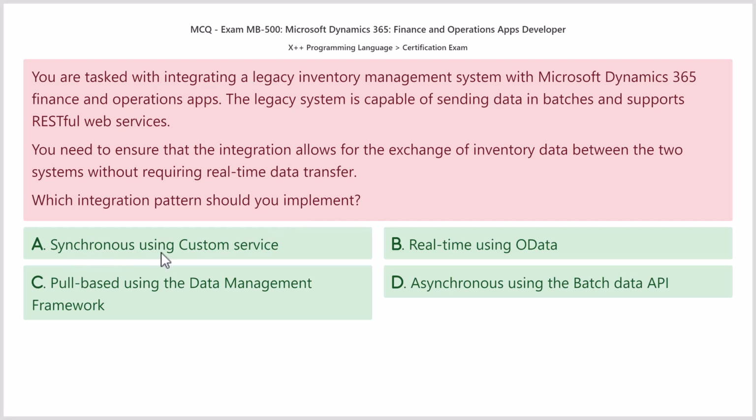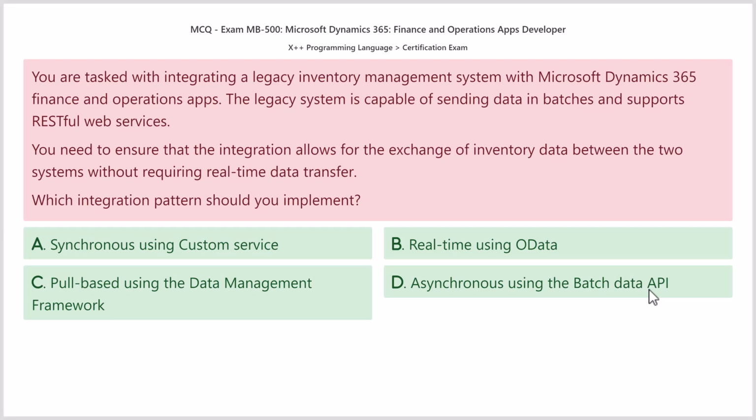Option A is synchronous using the custom service. Option B, real time using OData. Option C, pull based using the data management framework. And option D, asynchronous using the batch data API. So among all these options, option D is the correct answer: asynchronous using the batch data API. So why is this option the right choice?